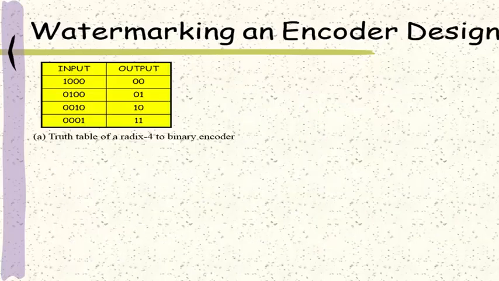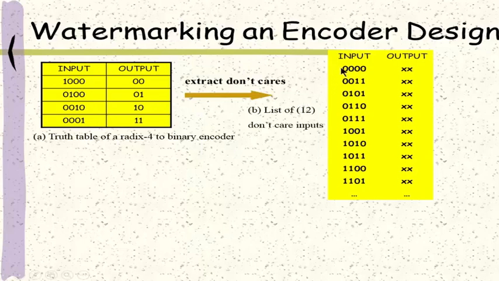Let's see another example. This example is a radix 4 to binary encoder. What we have here is the truth table, where we have each of the 4 symbols in the radix 4 number system, and we will convert each of these symbols into a binary representation with 2 bits. And we know that the input has 4 bits, and so we have 2 to the power 4, 16 different input combinations. However, the truth table has only 4 of them. That means there are a total of 12 don't care conditions.